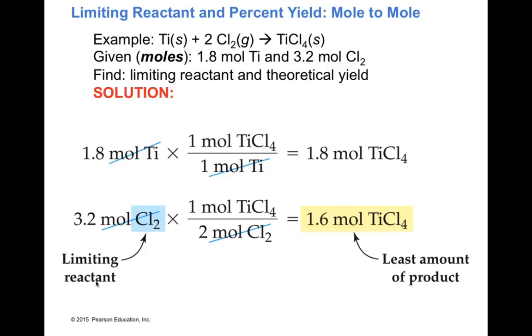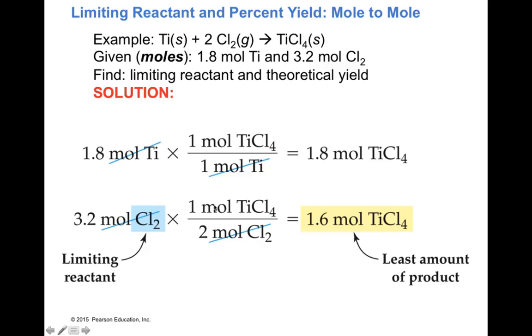This is important because the reactant with the smaller amount is not always the limiting reactant. That depends on how the reaction occurs. As we can see, the ratio between titanium and titanium chloride is 1-to-1, while the ratio between titanium and chlorine is 1-to-2. So you're consuming twice the amount of chlorine while you're consuming just one of titanium. That's why chlorine, even though it is the higher amount in moles, is still the limiting reactant. So don't get confused or tricked about this.